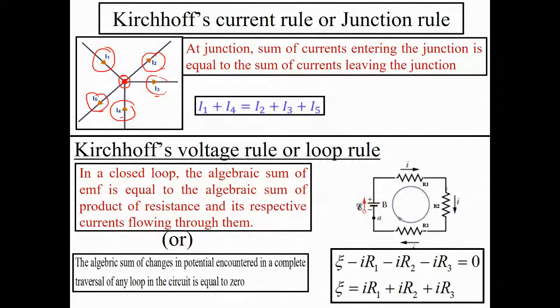So let's frame the equation. How many currents are entering? I1 and I4 are entering. So you have to add these two, because the word given is sum of the currents. These two currents are entering the junction.